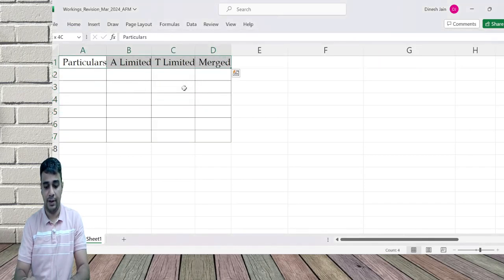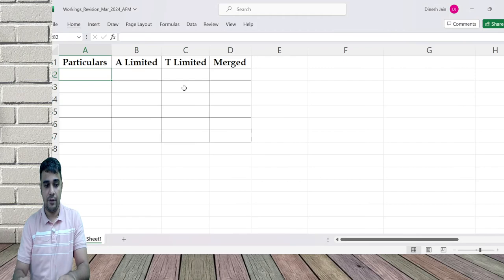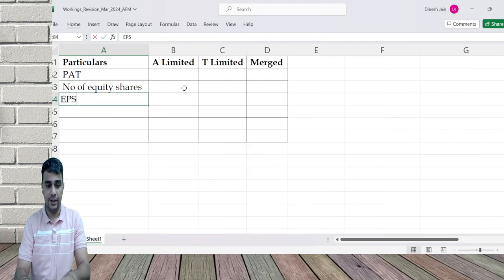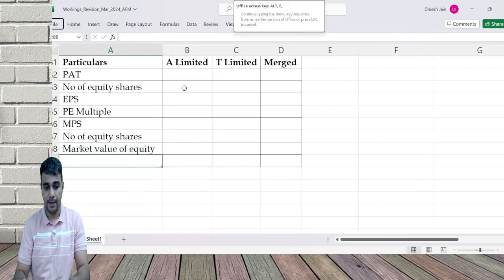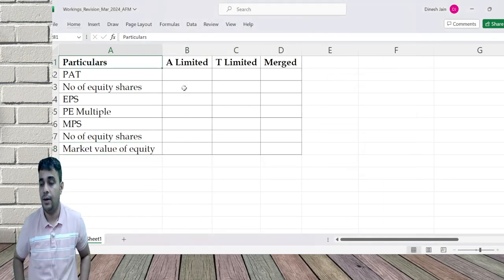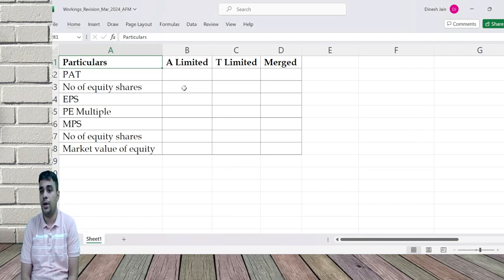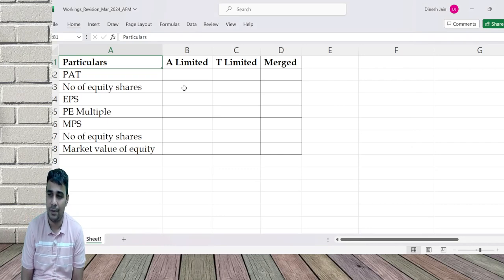A limited, T limited and merged. Our format is PAT, number of equity shares, EPS, P/E multiple, MPS, again number of equity shares and market value of equity. Very simple format we have, starting from PAT and going on till market value of equity. Same format out. I think this chapter has around 50 questions.